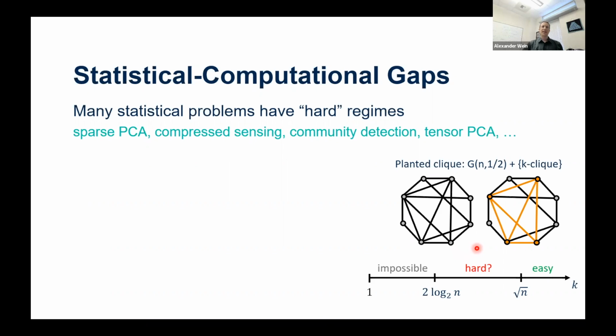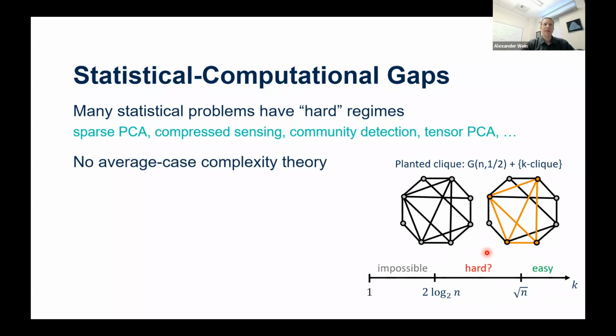And so this also has the same type of picture emerging, where now we're plotting k, the clique size. As the clique gets larger, the problem gets easier. If the clique gets really large, at some point you can easily pick it out just by using the degrees of the vertices. But we similarly have this elusive regime in the middle that's conjectured to be hard.